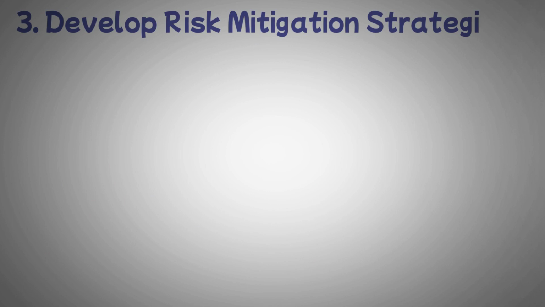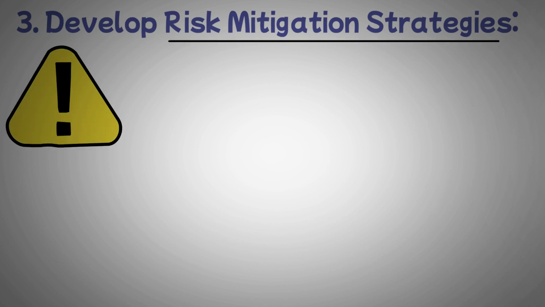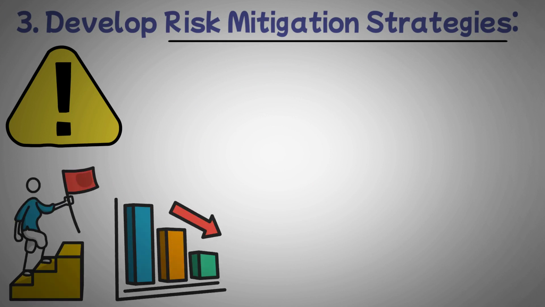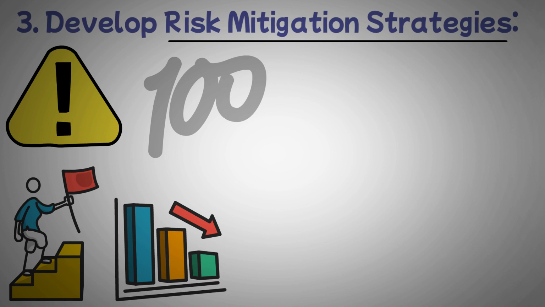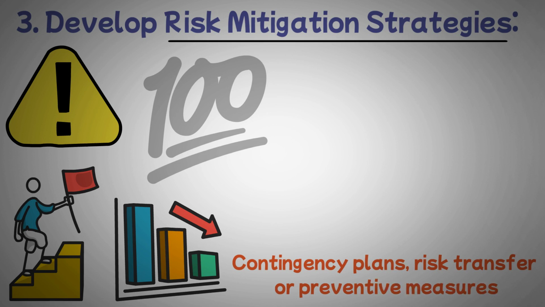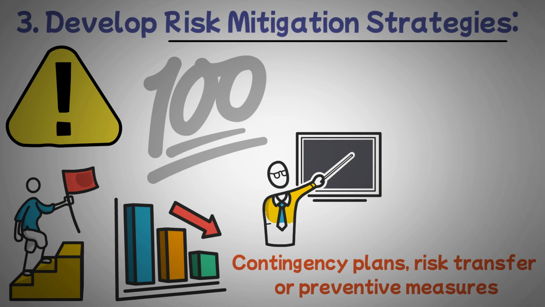3. Develop risk mitigation strategies. For each identified risk, create a corresponding mitigation strategy. This involves determining what actions can be taken to reduce the likelihood of the risk occurring or to minimize its impact if it does. These strategies can include contingency plans, risk transfer, like insurance, or preventive measures. The goal is to have a clear plan in place for addressing each potential risk.